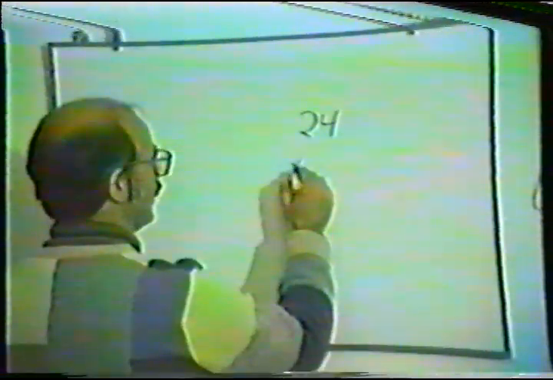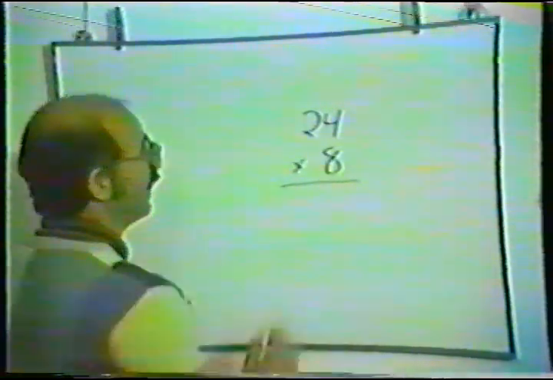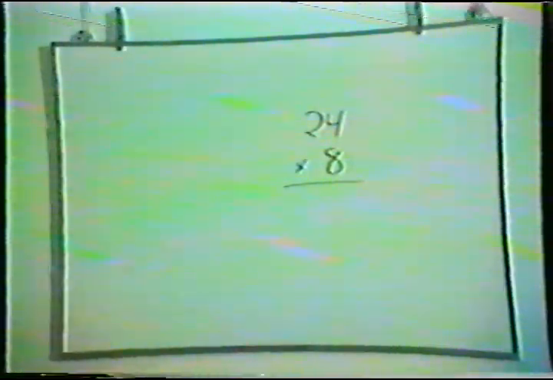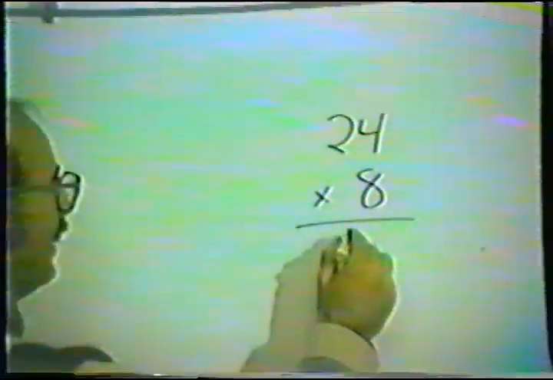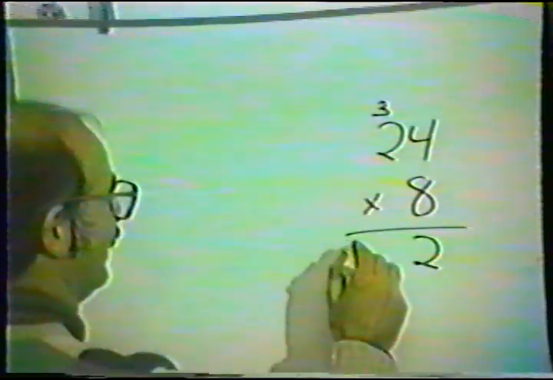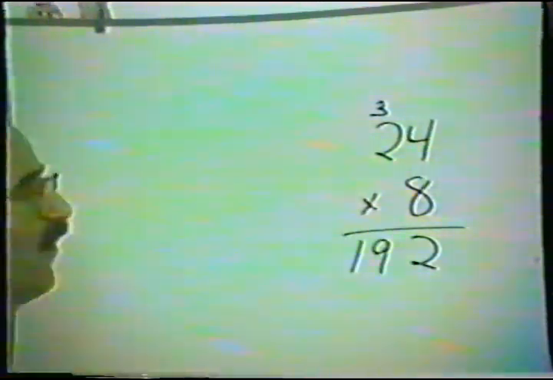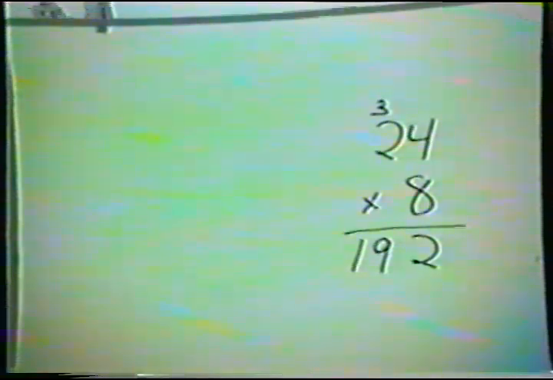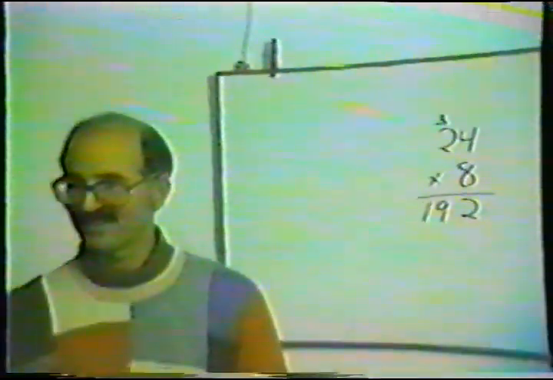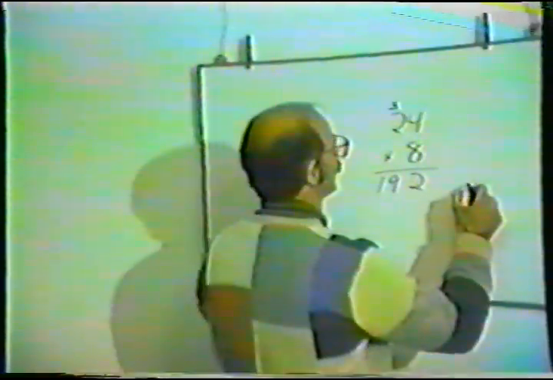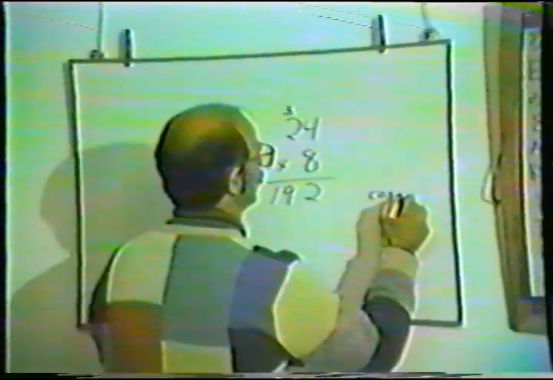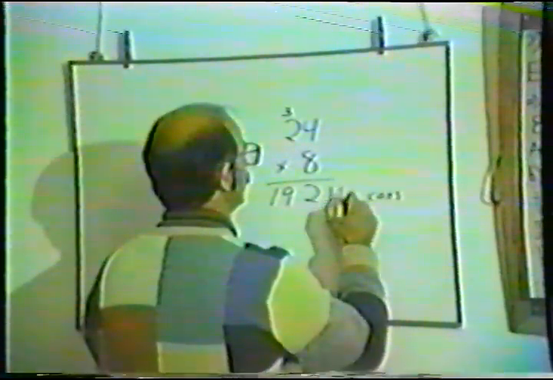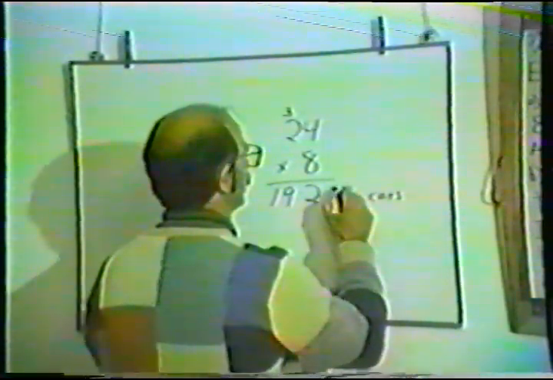24 times 8. 4 times 8 is? 32. Put down the 2, carry the 3. 2 times 8 is? 16. Plus the 3, 19. 192 what? Cans. And what kinds of cans are these? Little cans. Yes, small little cans.